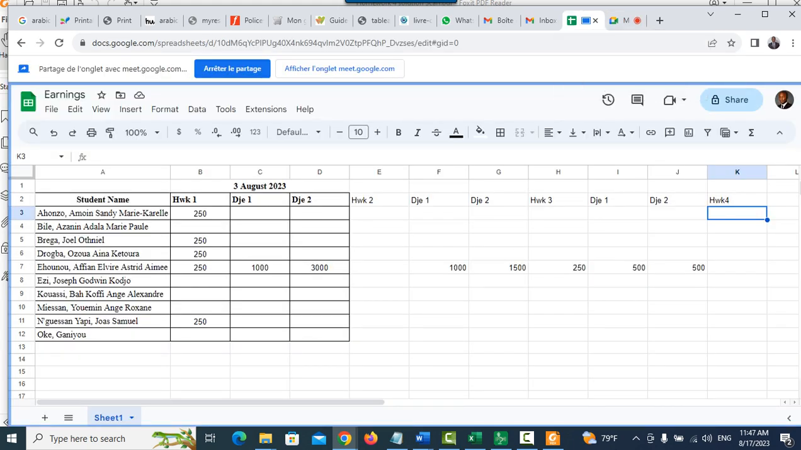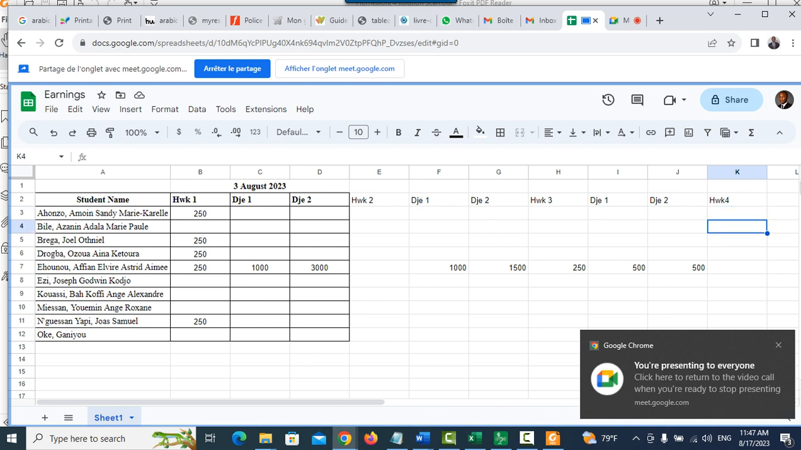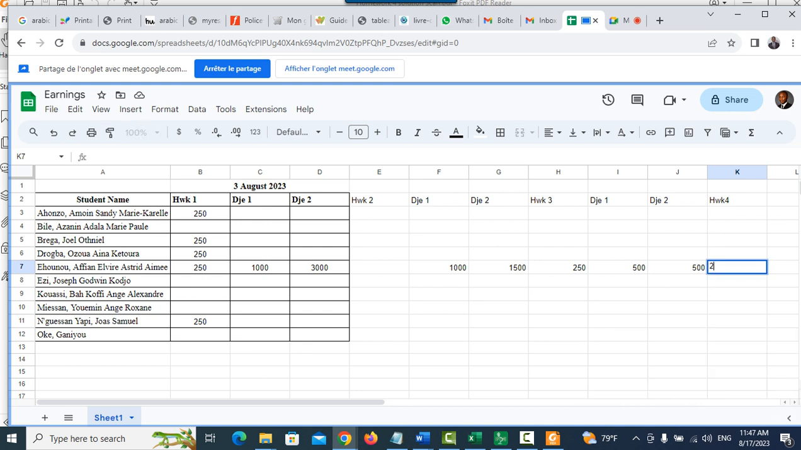Okay, so homework 4. Every time someone does a homework, you receive some money. So homework 4 was done by Eunu, so she received 250 francs CFA. For homework, you receive 250 francs CFA.